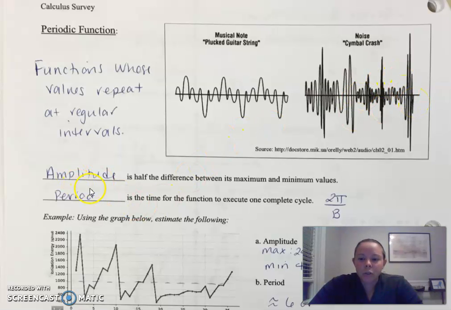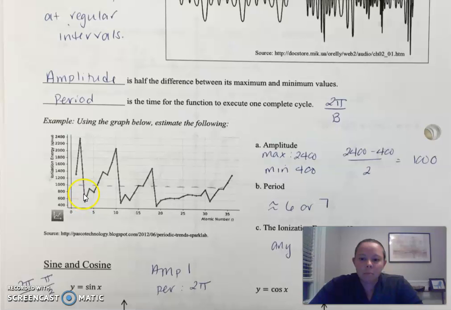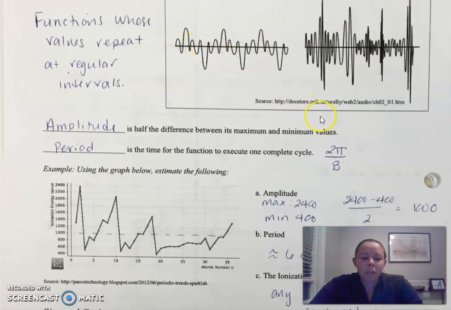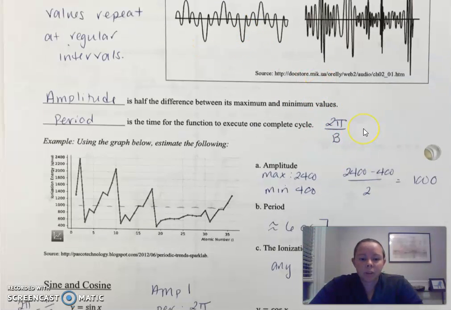Okay. Now, also a refresher, amplitude is half the difference between its max and min values. So remember, that's going to be the middle line that runs through your function. And the period is the time for the function to execute at least one complete cycle. And remember that formula for sine and cosine, well, for all the periodic functions, is 2 pi over b. But you have to also remember in the real world, that's not always going to fit one cycle, but that at least gives you a nice formula to work with.